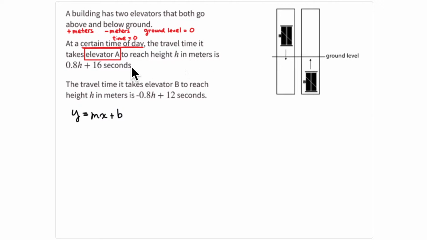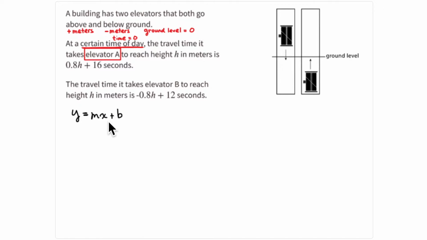So look at elevator A. So first of all, positive meters above ground, negative meters below ground. Ground level is 0. And then time, a certain time of day. When you walk up to those elevators, that is time 0. I rewrote this slope-intercept form of the equation to remind you that this determines what the dependent variable is, or what's graphed on the vertical or y-axis. And this position identifies the independent variable, what's graphed on the horizontal or the x-axis.